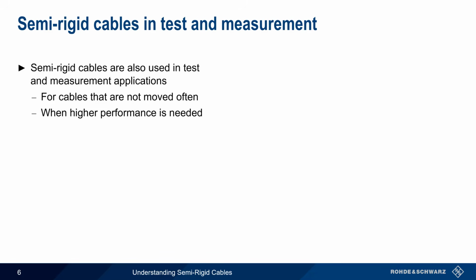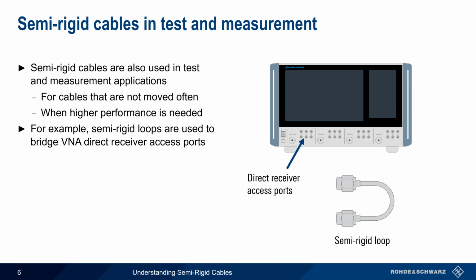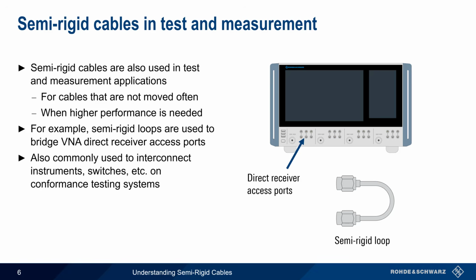A good example of this are the loops for bridging the direct receiver access ports of a VNA. Semi-rigid cables provide the very high signal quality, phase stability, and immunity to noise and interference that are needed when exposing these paths to the external environment. Similarly, RF conformance test systems may use semi-rigid cables to connect different instruments, switches, etc., since these setups are generally static and require the best possible conditions for transferring RF signals between devices.